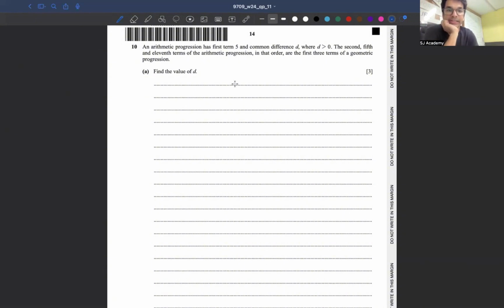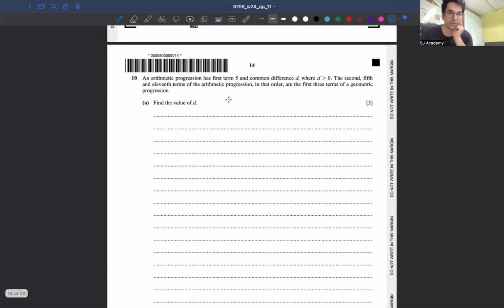In question 10, it says an arithmetic progression has the first term 5 and common difference d. The second, fifth, and 11th terms of the arithmetic progression in order are the first three terms of a geometric progression. We have to find the value of d.